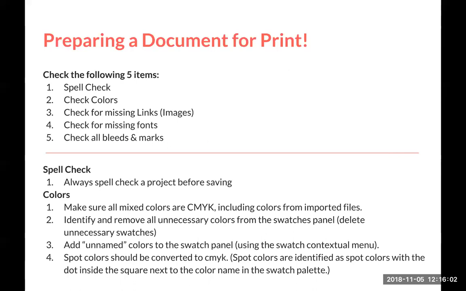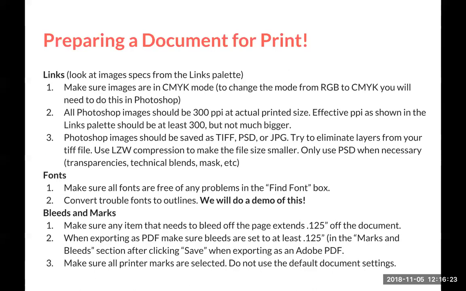Again, make sure all those mixed colors are CMYK, including colors from imported files. A lot of times that's where that happens. And again, you can identify and remove all unnecessary colors from the swatch panel. You can even just delete them. You can add unnamed colors to the swatch panel. You can convert those spot colors to CMYK. You'll also want to make sure you're doing that for your RGB swatches.